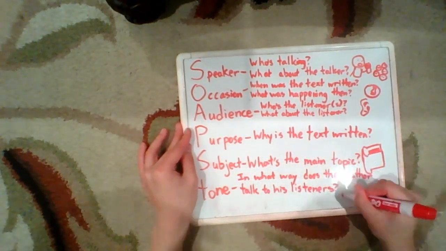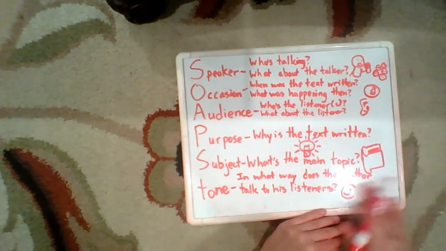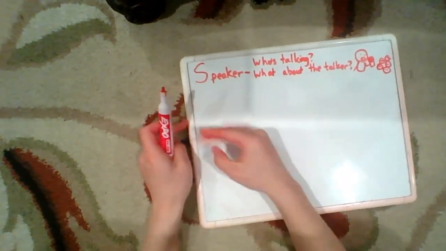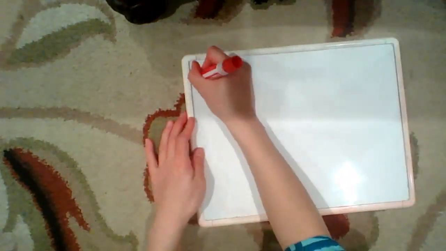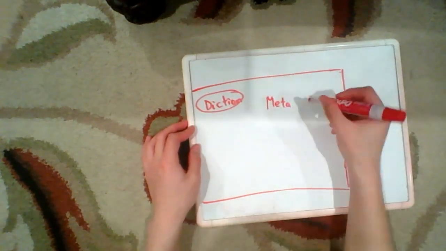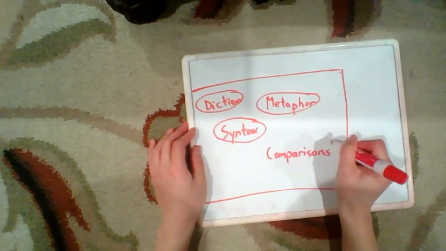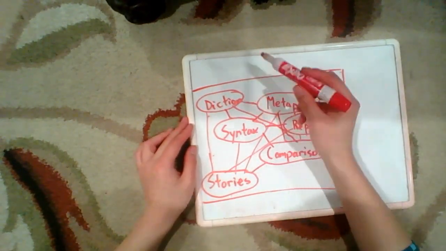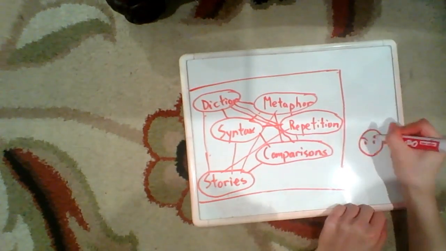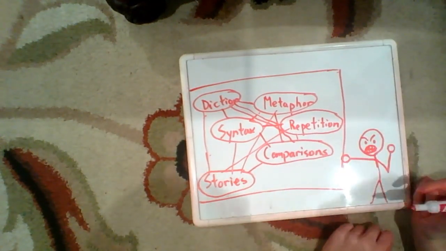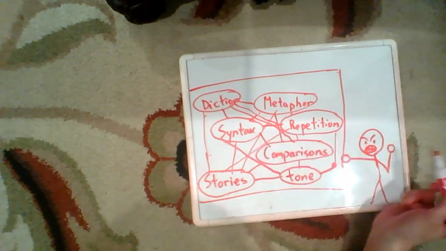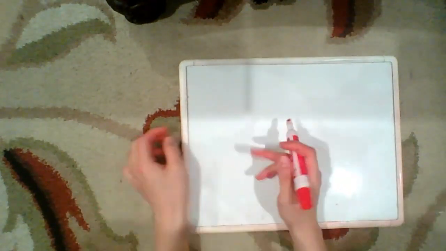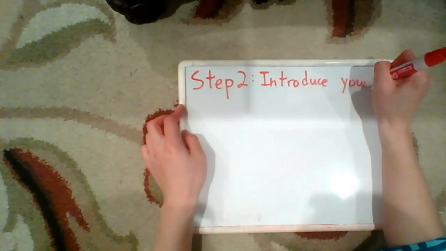The subject is, what is the thing written about? And the tone is just, how does the author deliver his message? Is it in a happy way or sad way? Anxious? Well, you have to figure that out when you're reading. After you finish reading, get a few vocabulary words floating around, like diction, metaphor, syntax, stories, anecdotes, and even tone. Just when you're reading, you need to consider how those further the text.